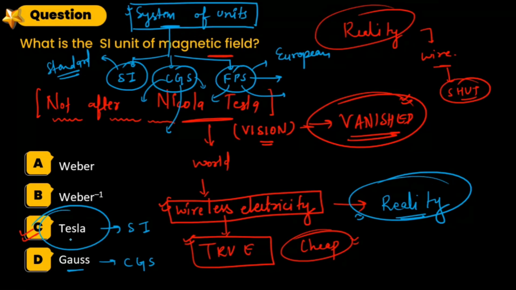Okay. So Tesla is the SI unit of magnetic field. Gauss is the CGS unit of magnetic field. Whereas if we talk about Weber, it is a unit of magnetic flux. We'll talk about that also, what is magnetic flux and how we are going to use it.